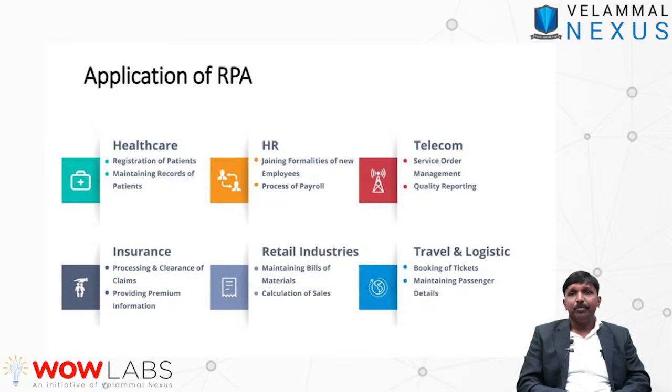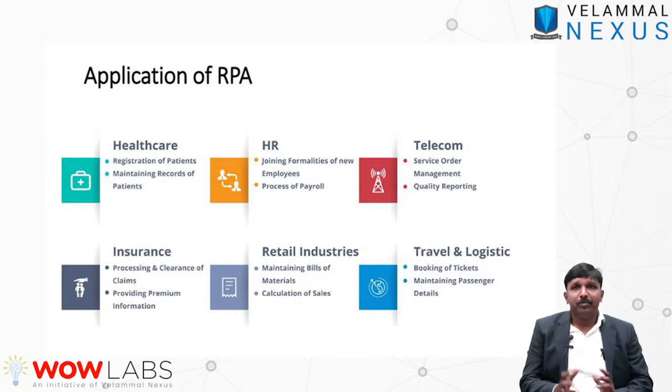Then the insurance department. In the insurance department, RPA handles how to claim and clear the process, the claiming process, and providing premium information. What is the premium enrolled for each and every person, when is the renewal date, and how much they have to pay for a premium. All these details will be given by RPA automatically. There is no need to go for any physical records and verify all this.